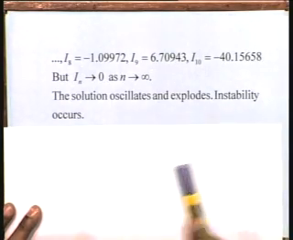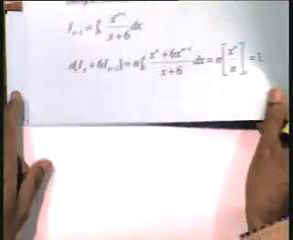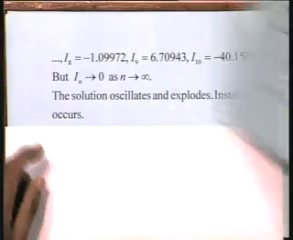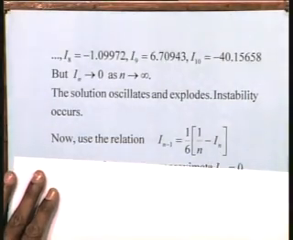Now, we shall say that this is a wrong choice of solving the recurrence relation that we have taken. So what we would now do is write the recurrence relation in the reverse form, and write it as I n minus 1 in terms of I n.